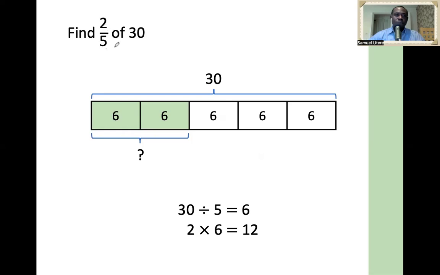Divide by the denominator, and then whatever you get, you multiply it by the numerator. So even if you were to apply this in the unit fraction that we worked on, it would still work. So for example, 1/5 of 30 will be 30 divided by 5 is 6. 6 times 1 is 6. So 1/5 of 30 is 6.